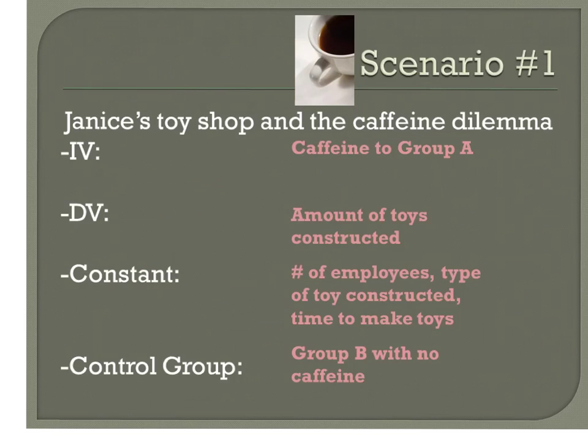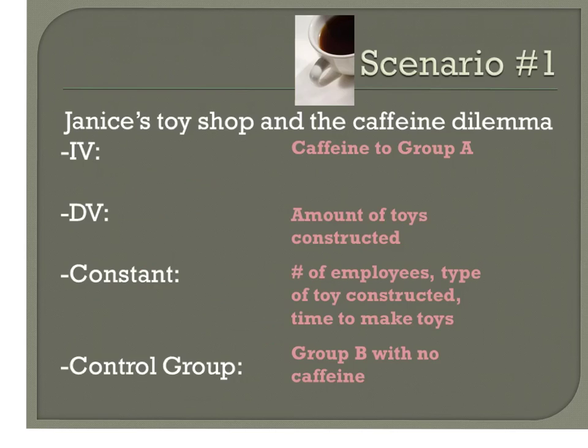It says, Janice owns a toy shop. She thinks that giving her employees caffeine will make them construct the toys more quickly. Janice divides her employees into two groups of 20. She gives caffeine to Group A. She doesn't give caffeine to Group B. At the end of an hour, she found that Group A constructed 100 toys and Group B constructed 150 toys. Then you're having to identify the variables in her experiment.